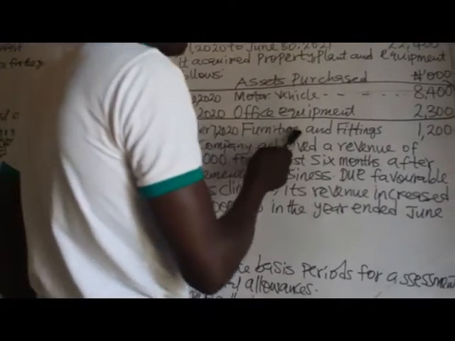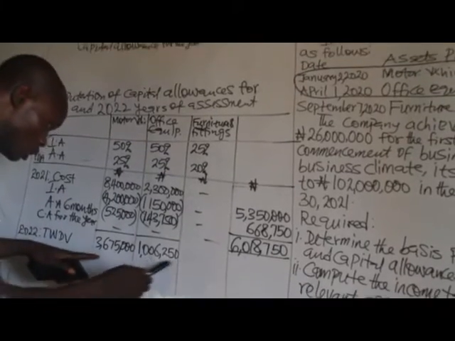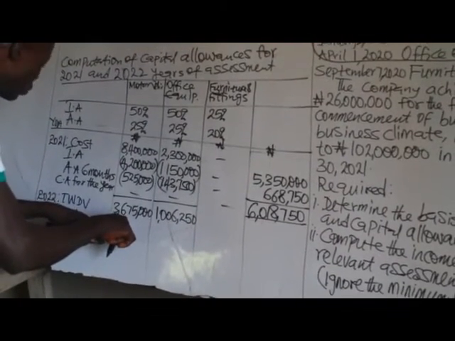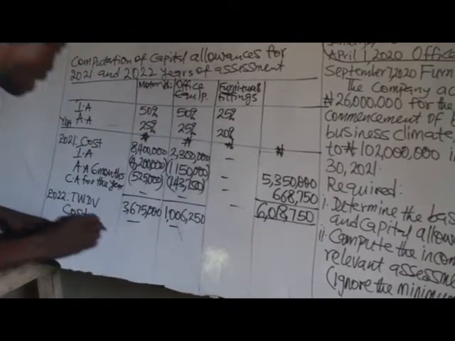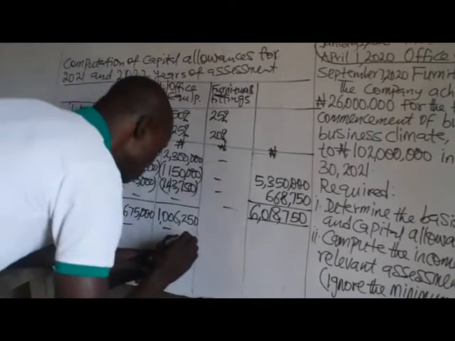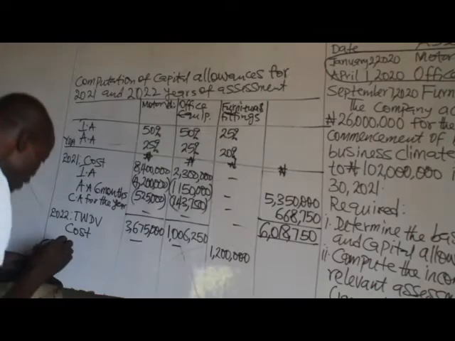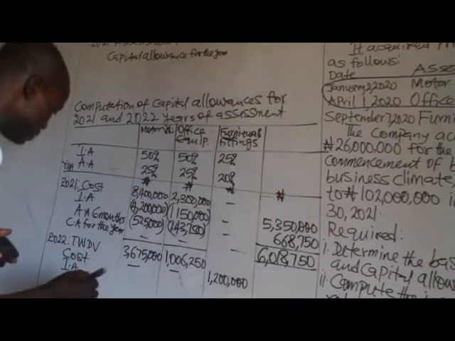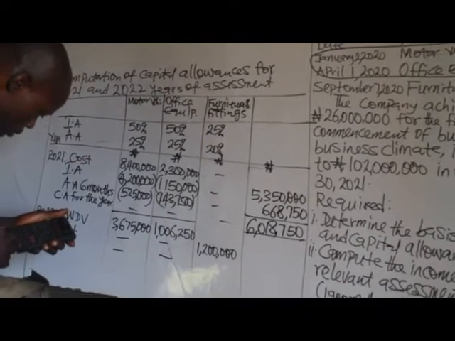Then in 2022 year of assessment, furniture and fittings qualifies, and the cost is 1.2 million. So since it is not an addition to the existing asset, you don't need to put addition, so you put cost. So we have cost of a new asset. But if another motor vehicle qualifies in 2022 year of assessment, then you put addition. So there is no addition to motor vehicle, no addition to office equipment, but we have cost of furniture and fittings of 1.2 million. Then we have initial allowance. Initial allowance rate on furniture and fittings is 25%. So you have 25% of 1.2 million. That gives us 300,000.